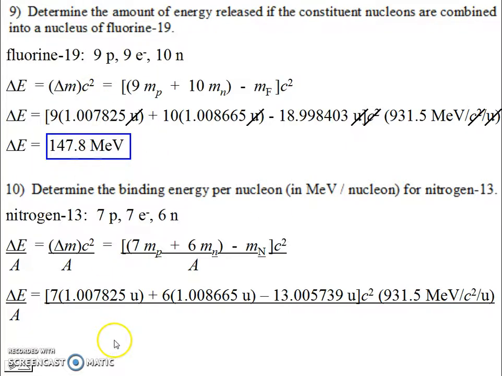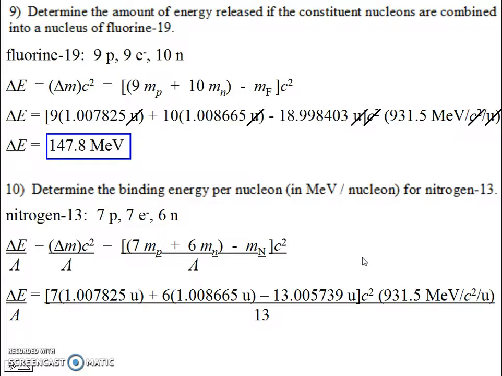All right, mass of a neutron, same as before. Mass of the proton, same as before. Here's the mass of the nucleus that we just found from our table. We're going to multiply everything by our conversion factor, 931.5 mega electron volts per c squared per u. I left the bottom blank, though, because I want to see if you know what goes there. Did you figure it out?